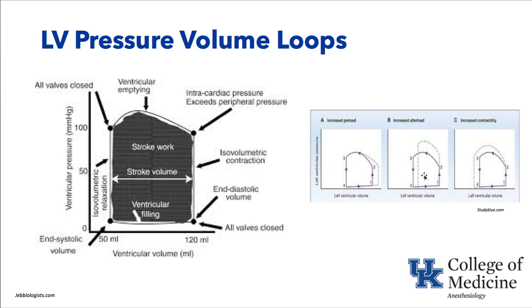As opposed to increased afterload, which is represented by the middle graphic here, you can see that the heart has to create a higher pressure inside the left ventricle, and so the height of this pressure volume curve is mainly affected. And then increased contractility would be, for the same amount of volume in the heart, you generate more pressure inside that heart.